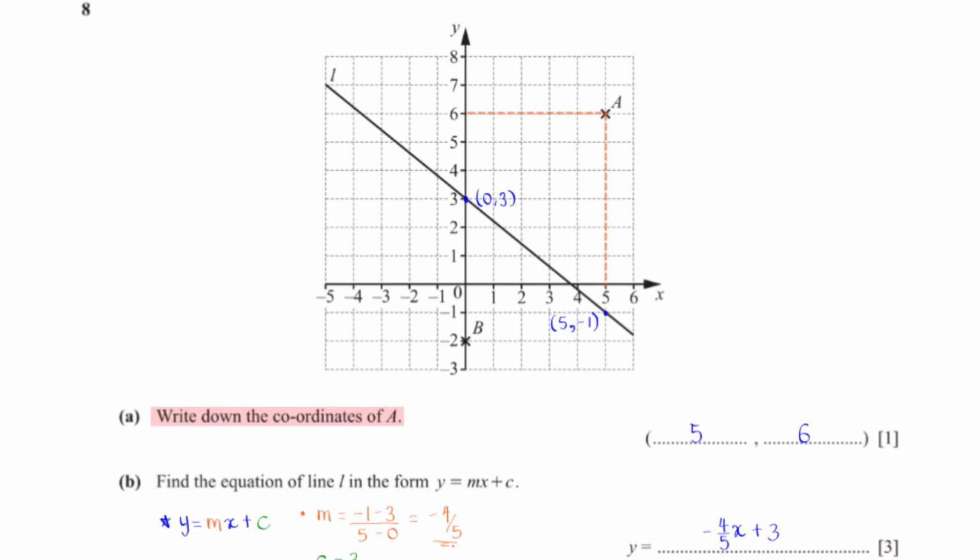Write down the coordinates of A. When we map A onto the x-axis, we get 5. And when we map it onto the y-axis, we get 6.